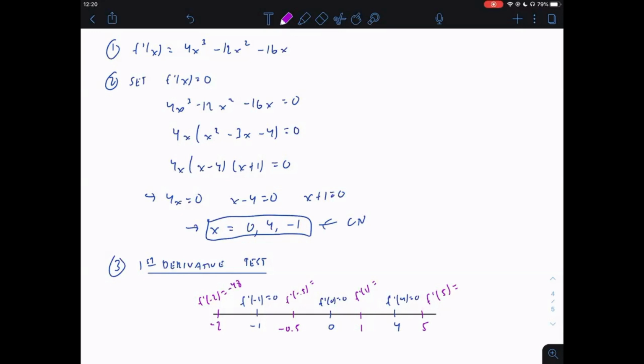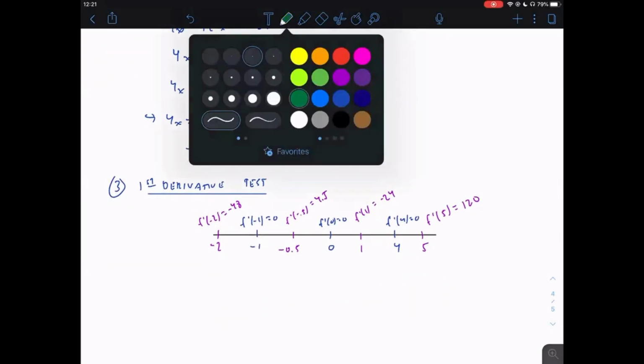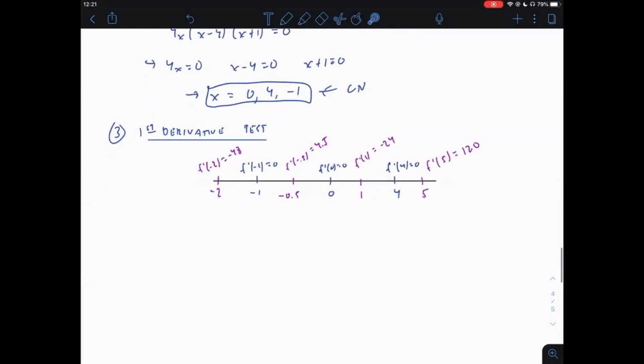Okay, and at -0.5, we get positive 4.5. At +1, we got -24. And if we evaluate the first derivative at +5, we get 120. So pretty big absolute values of slope here. All right, so let's see. What are these slope values? What are these test values telling us about the behavior of our function here?